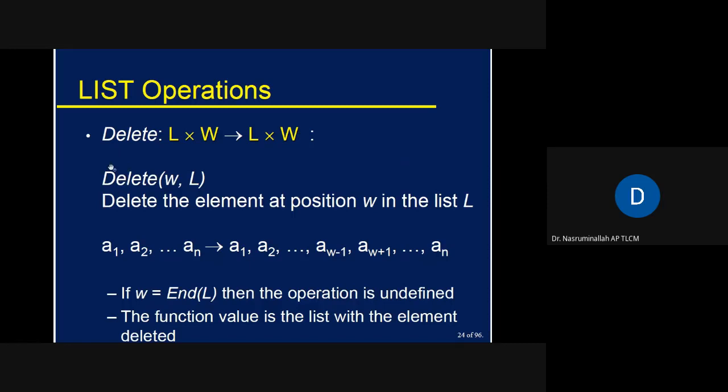So for the delete operation, you need to pass the list and the window location from where the element will be deleted. So if you have a list containing n elements, and you have an element E at location W that you want to delete, then after applying the delete operation, the new list will have all the elements except the element which was at location W, which is deleted.